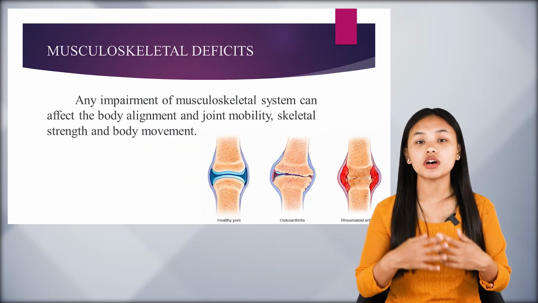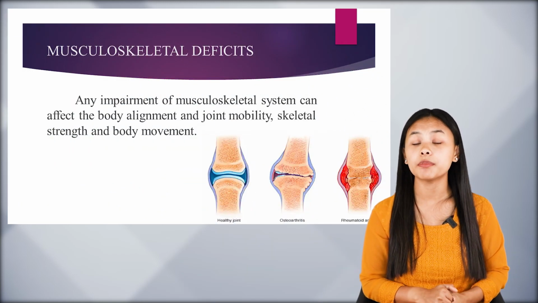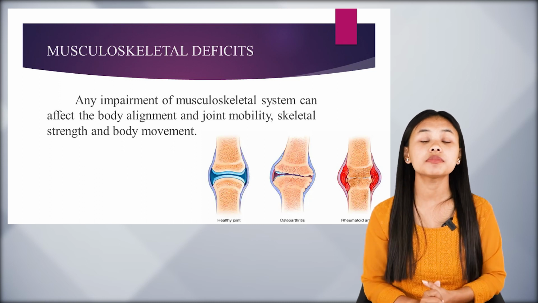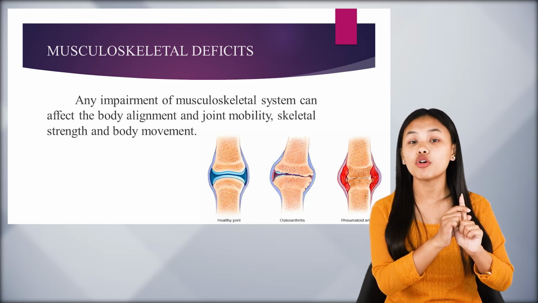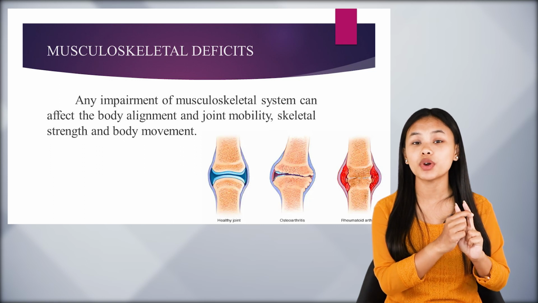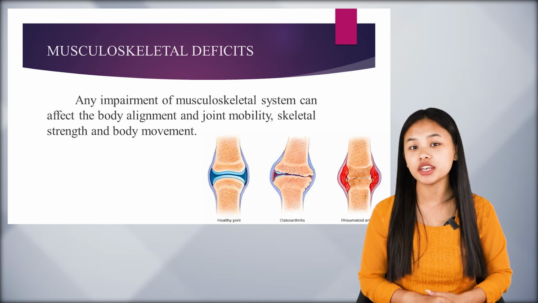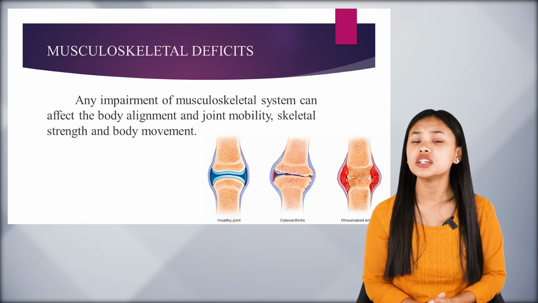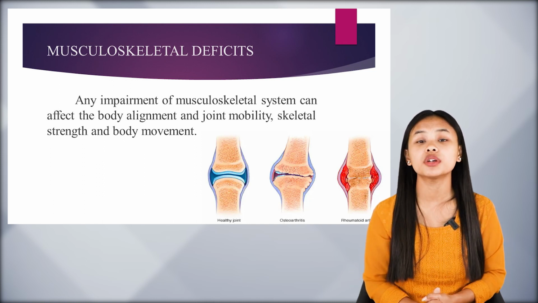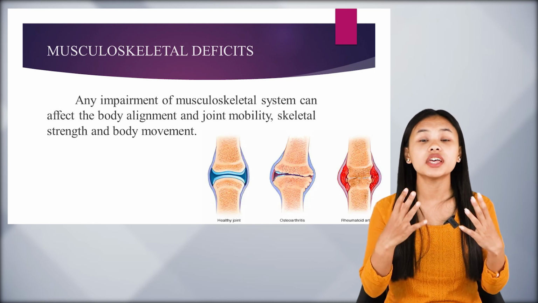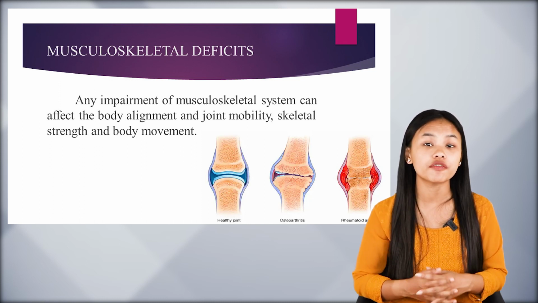And the next one is musculoskeletal deficit. Any impairment in the musculoskeletal system can affect body alignment, body movement, skeletal strength, as well as joint mobility. If the client has a musculoskeletal disorder such as osteoporosis, where there is demineralization of the bones, it can increase their risk of fracture. And if he or she is suffering from rheumatoid arthritis, it can limit their movement, because once they move, it will cause them pain.